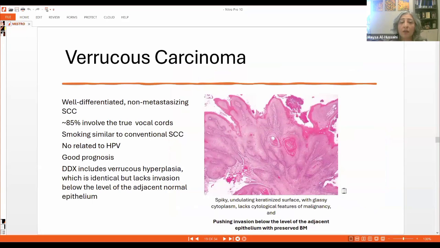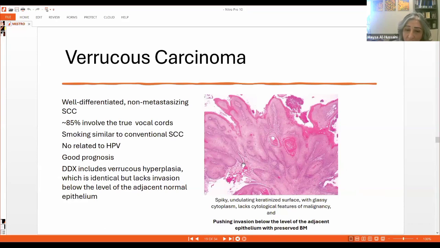Now into the subtypes. I will start with two subtypes that are associated with good prognosis, the first of which is verrucous carcinoma. Again, this is a nightmare for any reporting pathologist because of the differential diagnosis with papilloma. Especially with biopsies, papillomas are very difficult to differentiate from verrucous carcinomas because superficially they look exactly alike. How do we differentiate them?